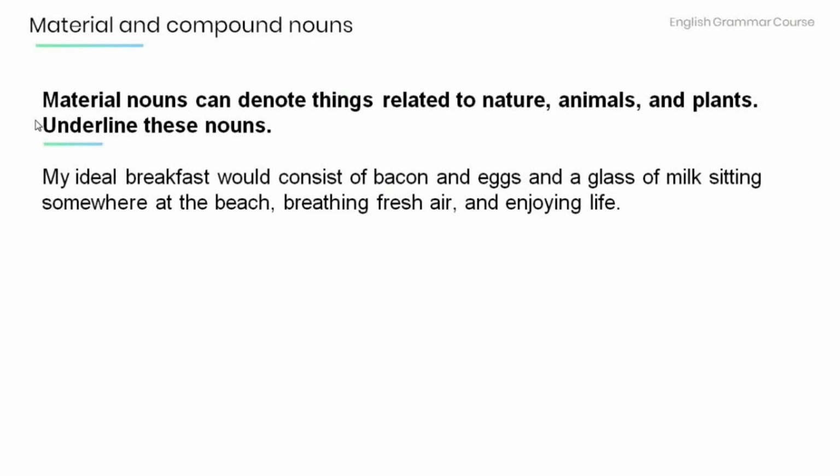Also, remember, the material nouns can denote things related to nature, animals, and plants. Now read the following sentence and underline these nouns. My ideal breakfast would consist of bacon and eggs and a glass of milk sitting somewhere at the beach, breathing fresh air and enjoying life.